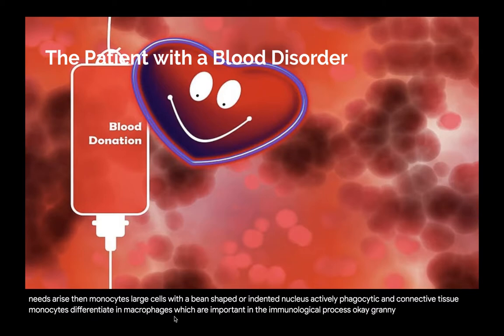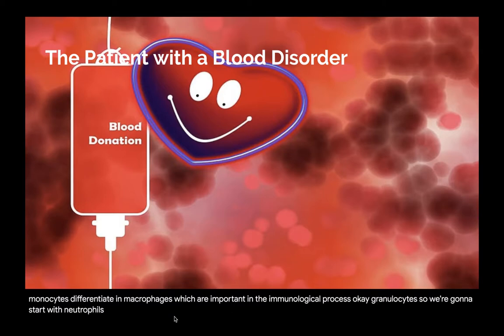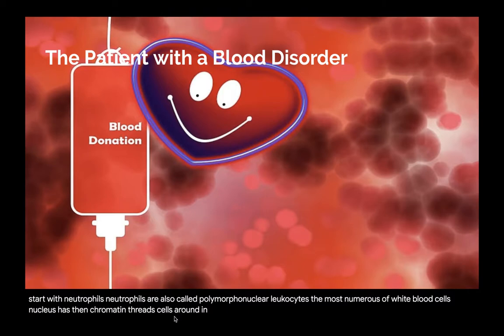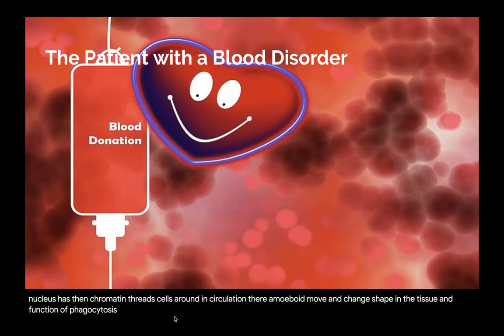Okay, granulocytes. We're going to start with neutrophils. Neutrophils are also called polymorphonuclear leukocytes, the most numerous of white blood cells. The nucleus has 3 to 5 lobes connected by thin chromatin threads. Cells are round in circulation. They're amoeboid, moving and changing shape in the tissue, and function in phagocytosis, part of the first line of defense of the body.